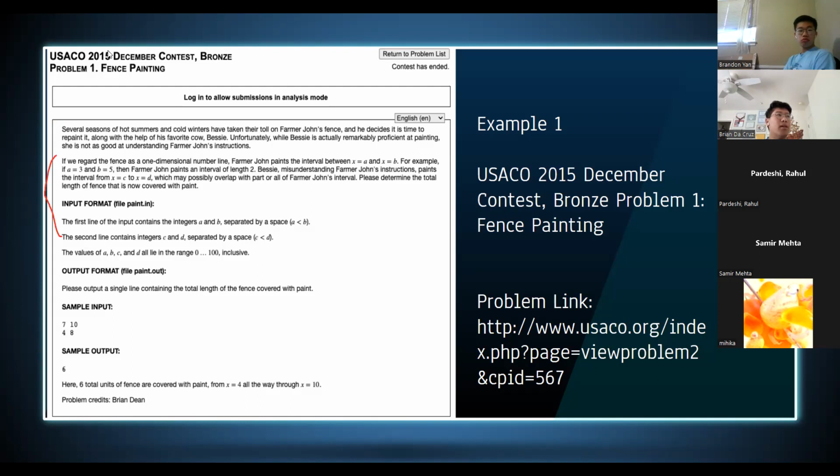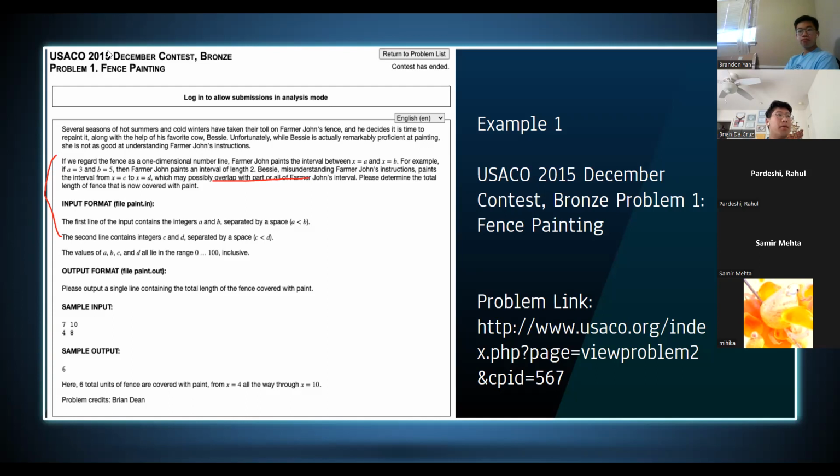If we regard the fence as a one-dimensional number line, Farmer John paints the interval between x equals A and x equals B. For example, if A equals 3 and B equals 5, then he painted an interval of length 2, just 5 minus 3, right? B minus A. Bessie, misunderstanding Farmer John's instructions, paints the interval from C to D instead of A to B. This section she painted may overlap with part or all of Farmer John's interval. It asks us to determine the total length of fence that is now covered with paint.